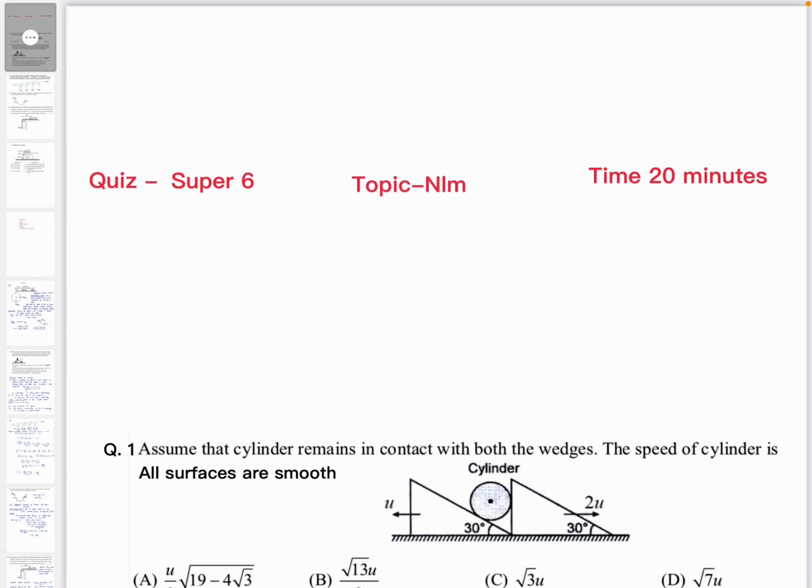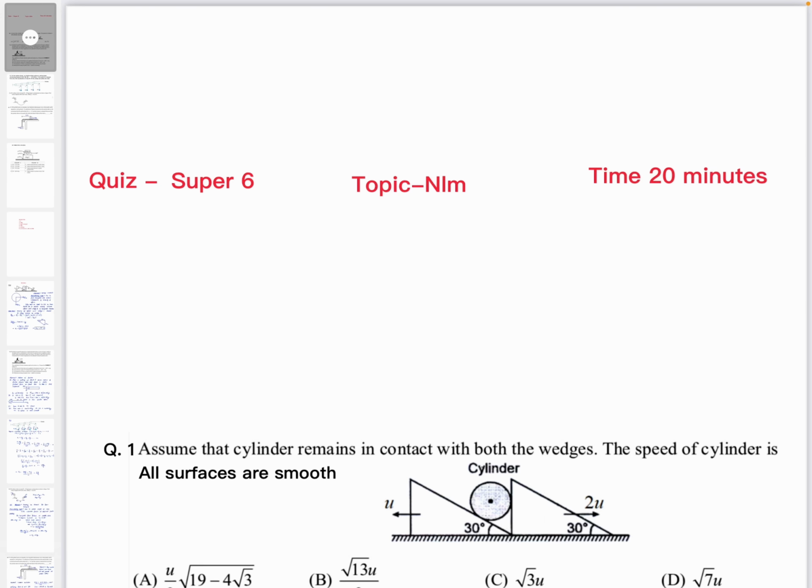Hello, beta. So here is the most important section of this week, that is the Super Six quiz. Six important questions from the Newton's laws of motion chapter. Give yourself 20 minutes to solve these six questions.